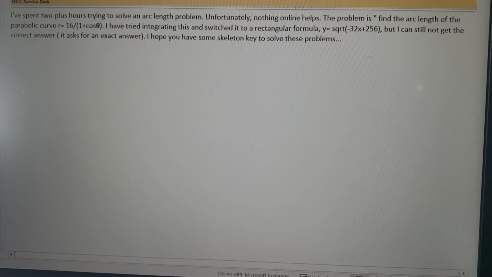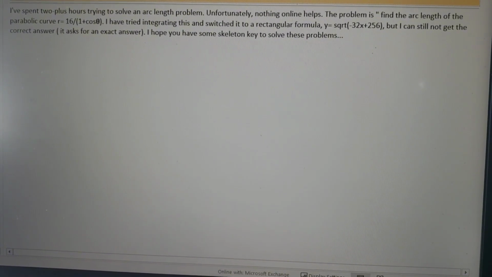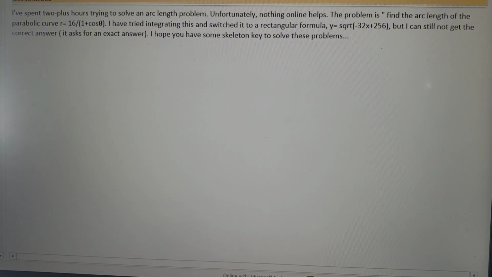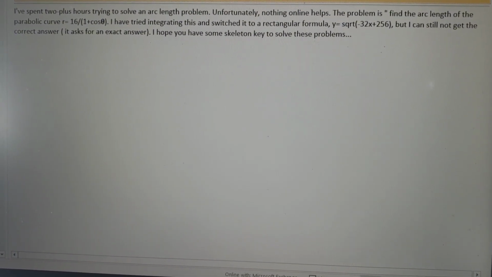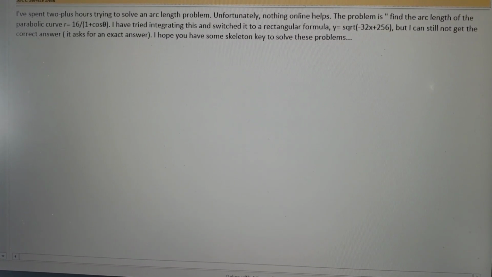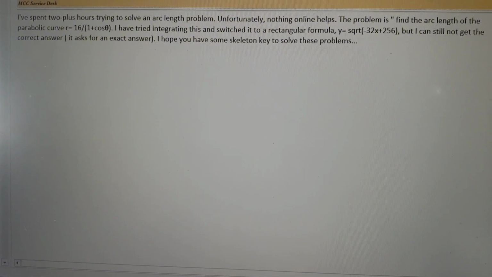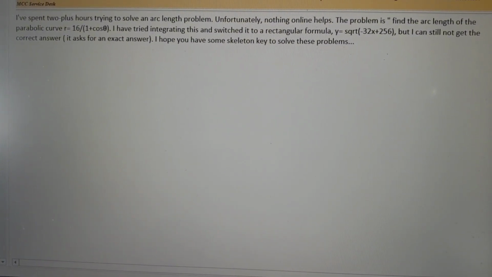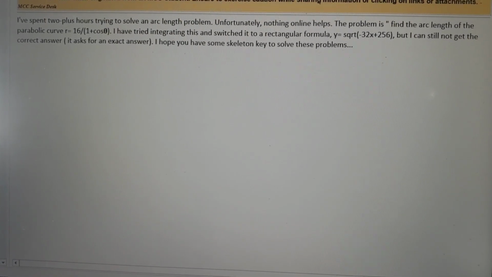All right, so we're going to tackle this problem that you gave me. You're talking about finding the arc length of the parabolic curve r equals 16 over 1 plus cosine of theta. So I don't know if I have a skeleton key, but let's take a look at this and see if we can figure this out together.